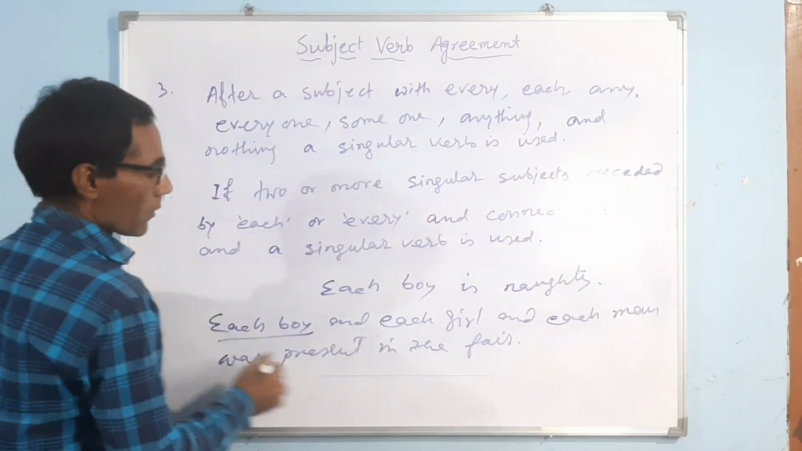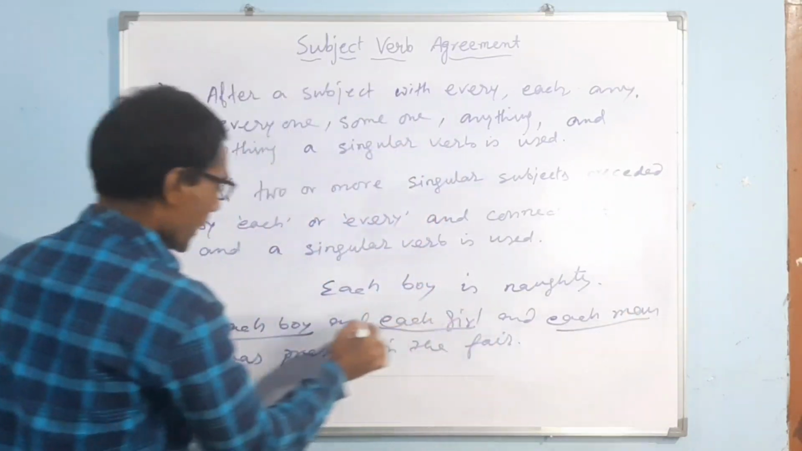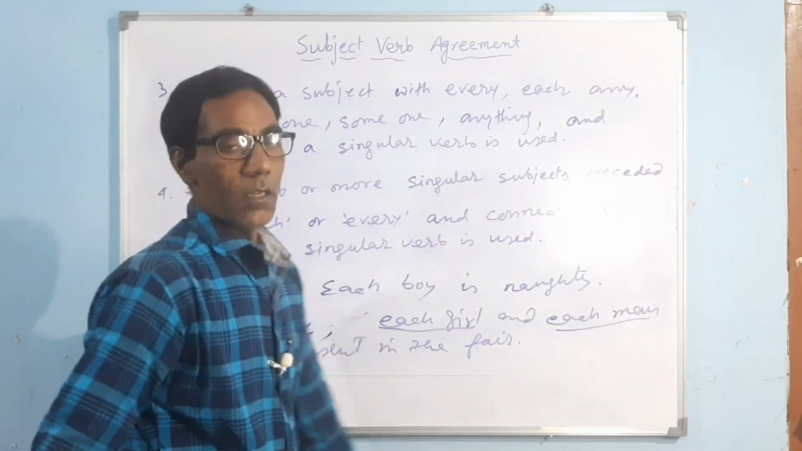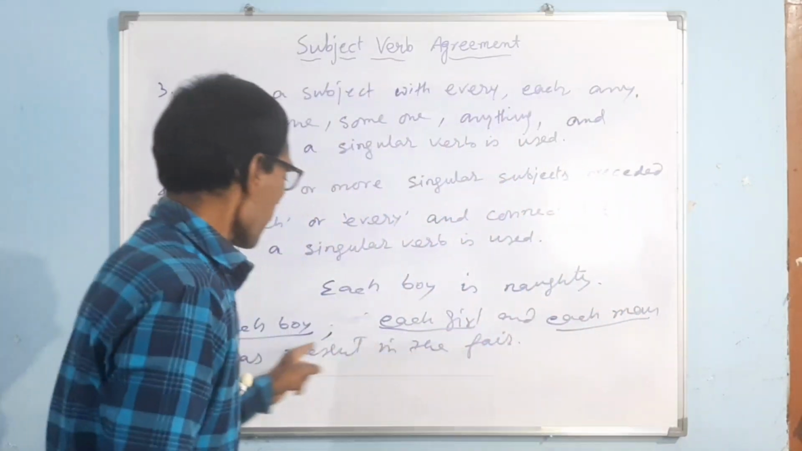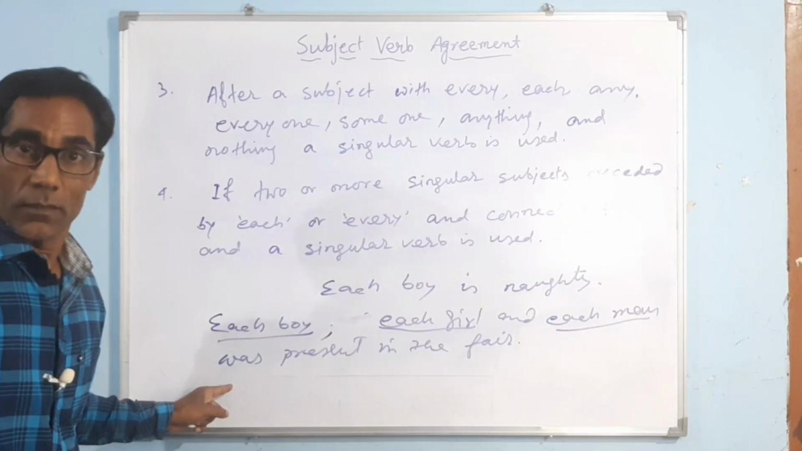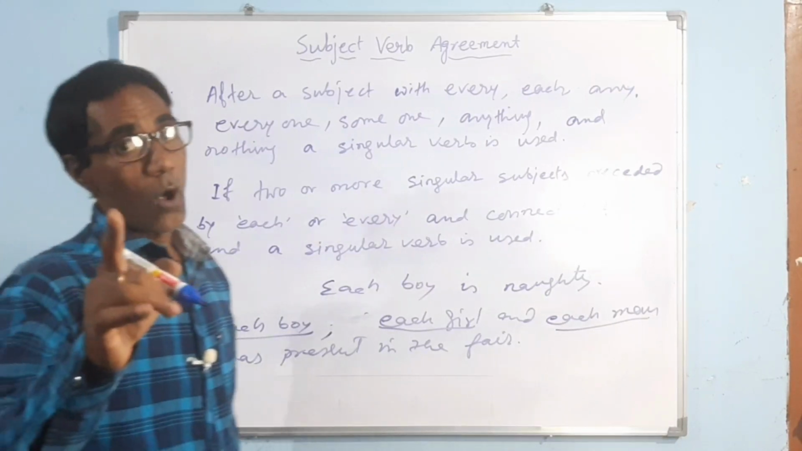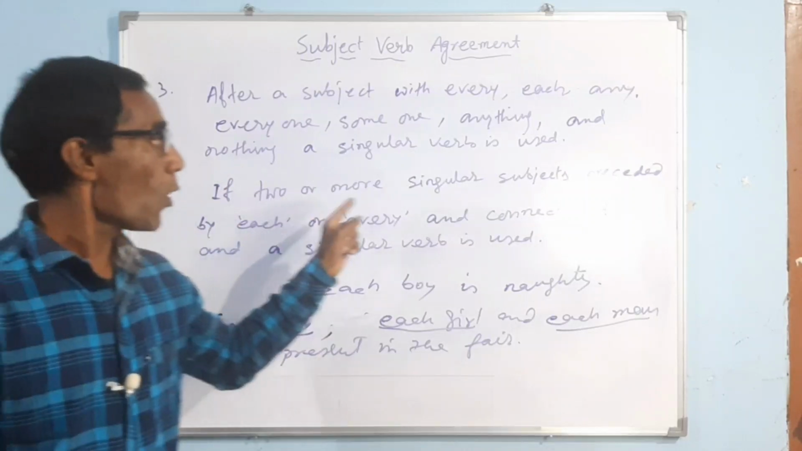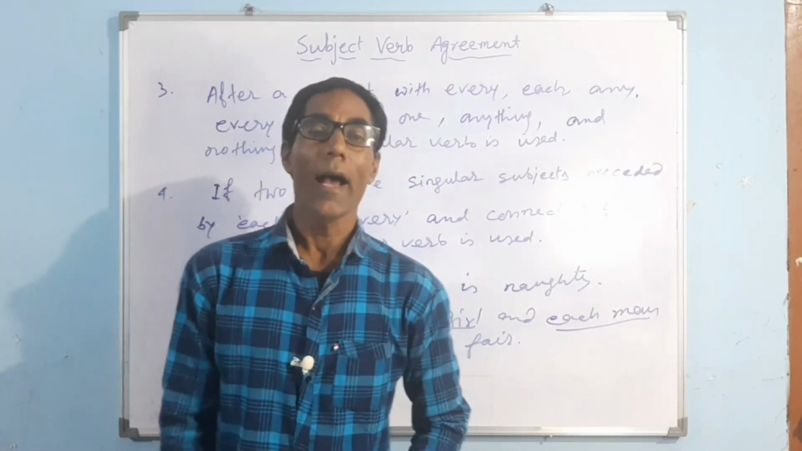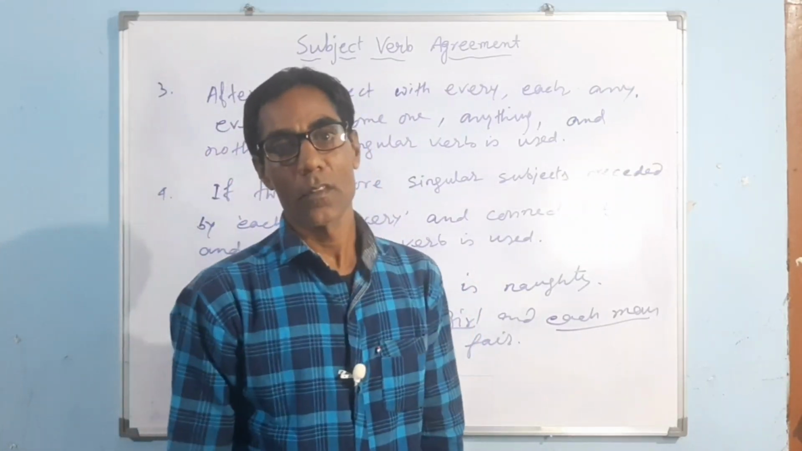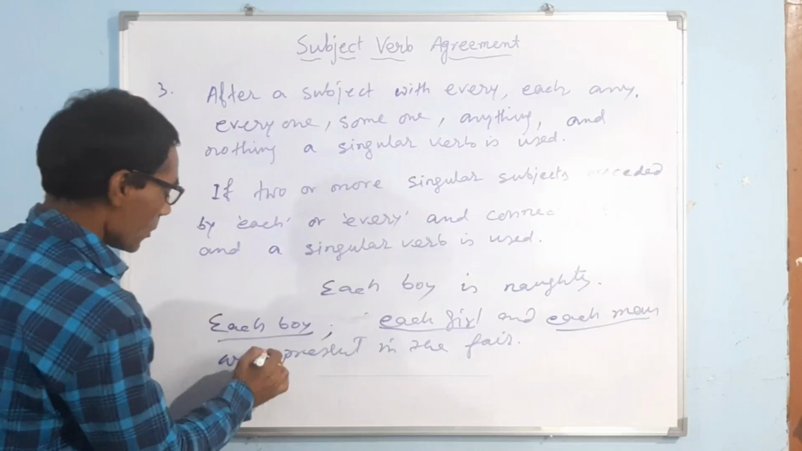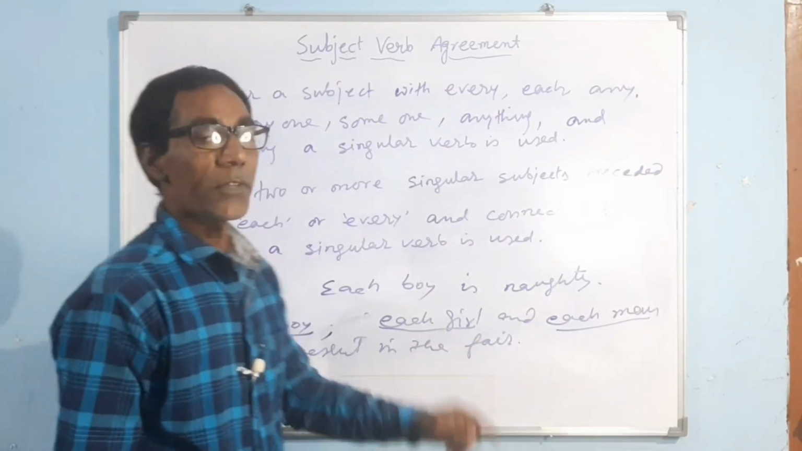So, each boy, each girl, each man, connected with "and", or here you can also give a comma. Then you may think that it must be plural, each boy, each girl, and each man. So you may use "were" or "are", but that is wrong. That's why if two or more singular subjects are preceded by each or every and connected with "and", you have to use a verb in singular, "was" or "is".